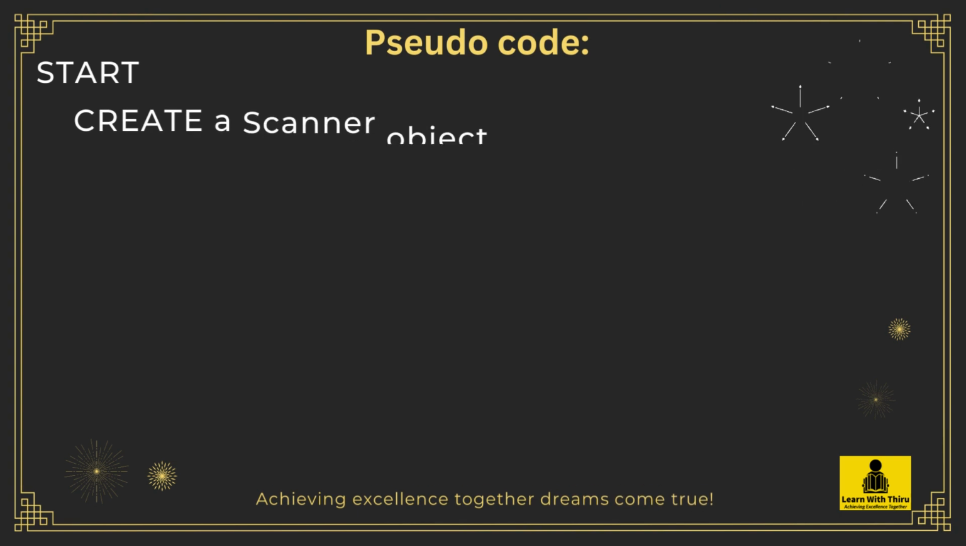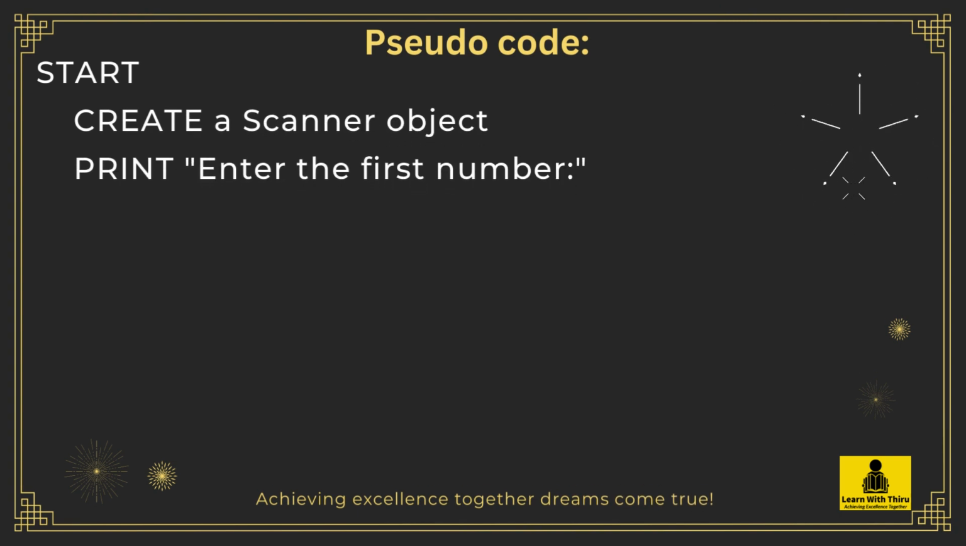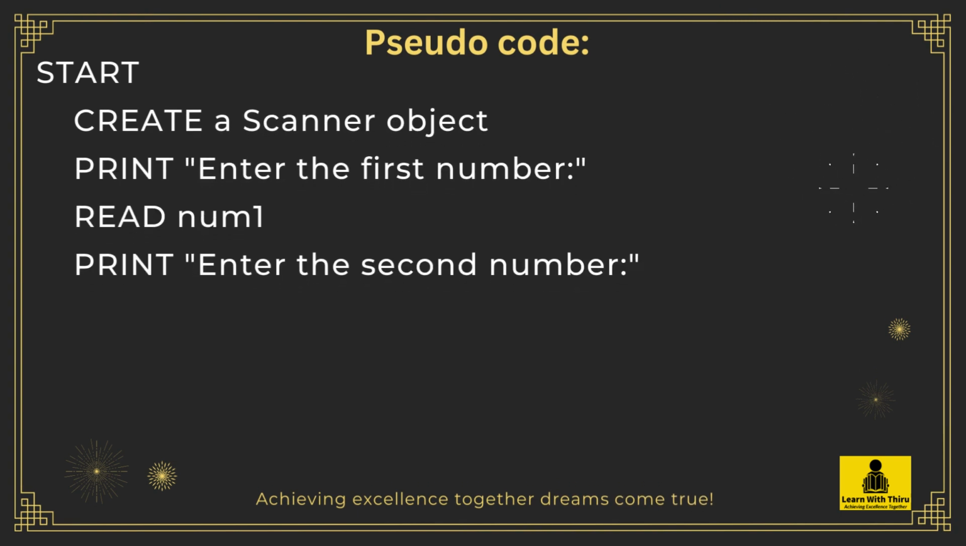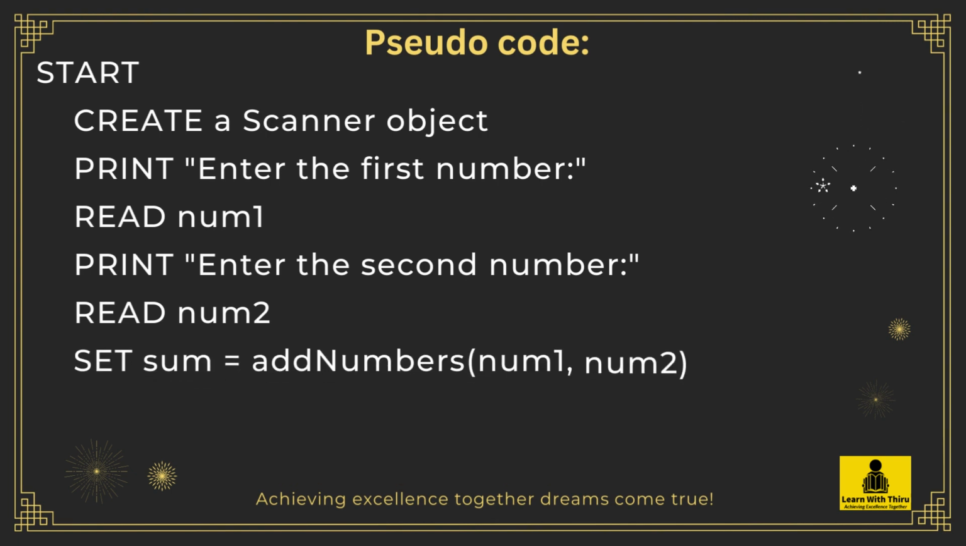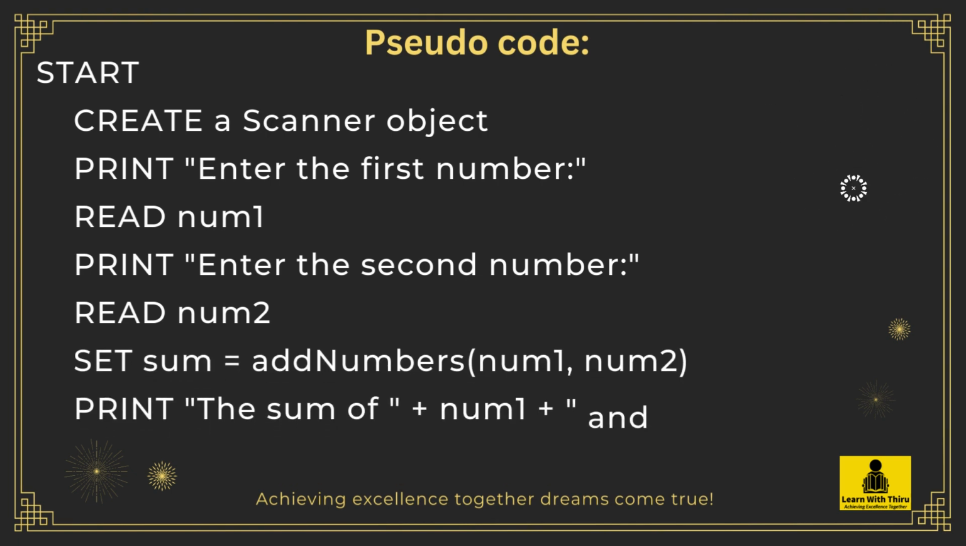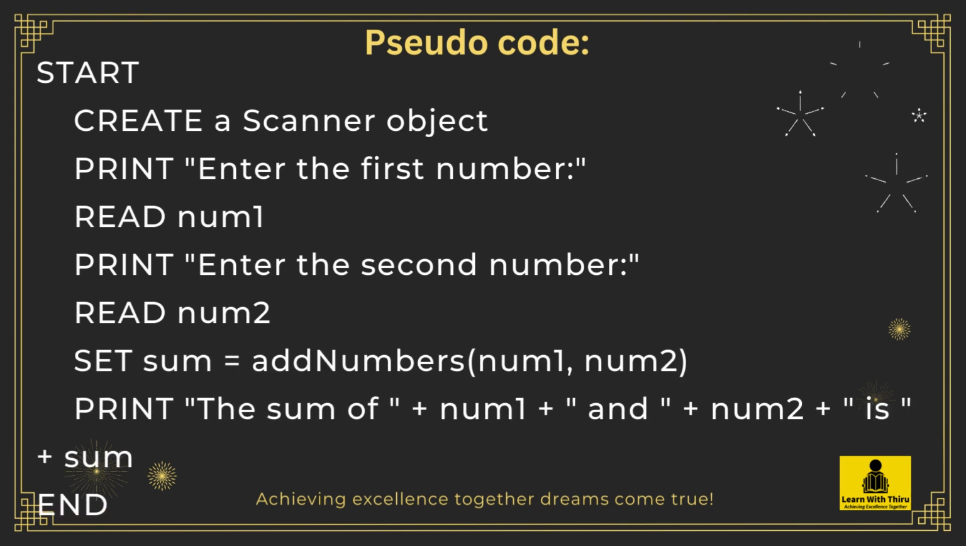Pseudocode. Start. Create a Scanner object. Print, enter the first number. Read num1. Print, enter the second number. Read num2. Set sum equals addNumbers(num1, num2). Print, the sum of " + num1 + " and " + num2 + " is " + sum.